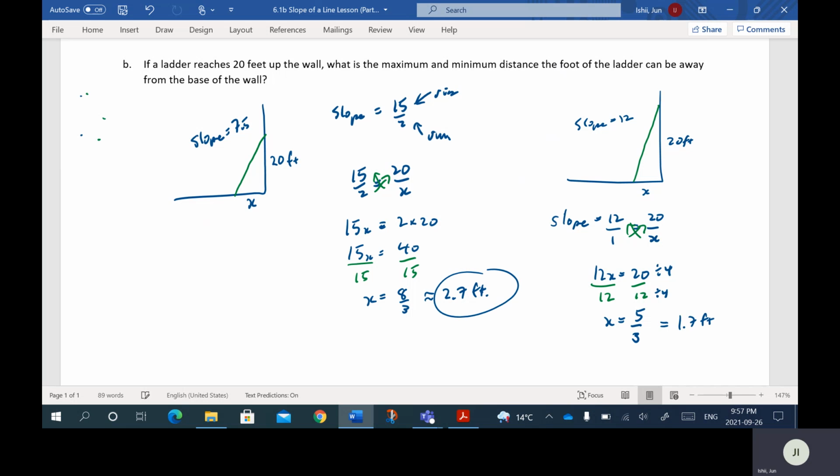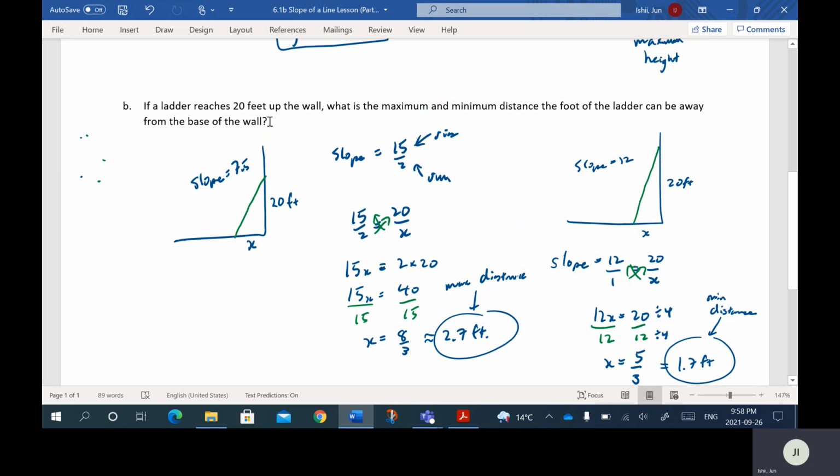So these are your two distances, right? The maximum distance from the wall it can be is 2.7 feet, whereas the minimum distance is 1.7 feet. All right, cool.